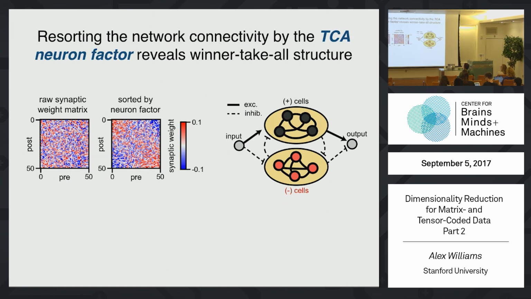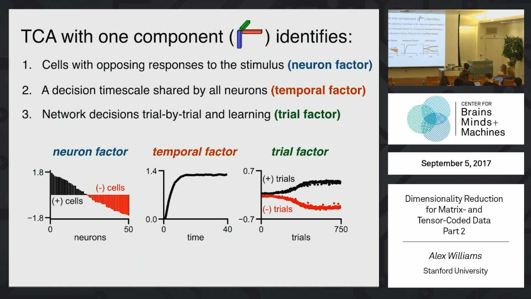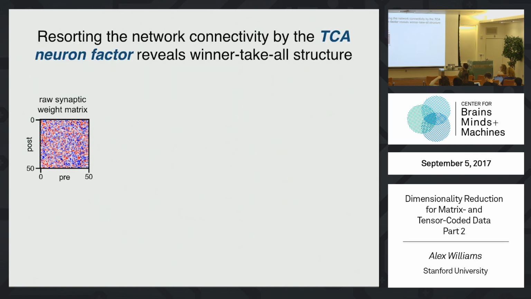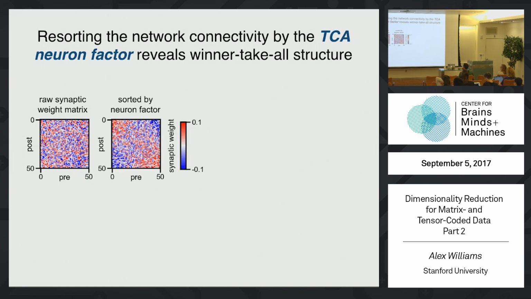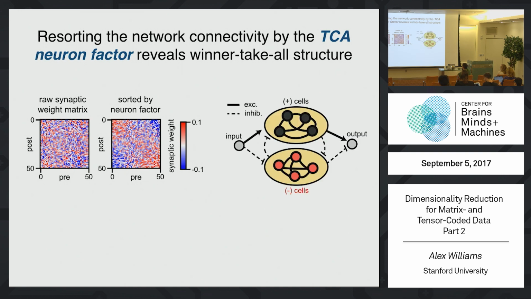Okay, and then, I guess I have time. Another thing, you can take this neuron factor and resort the connectivity matrix. Because this is an in silico model, we can look at the synaptic connectome of this model. And at first, it looks like complete noise. But if you resort the connections by the neuron factor extracted by TCA, you can see that there's competitive inhibition between the plus cells and the minus cells.